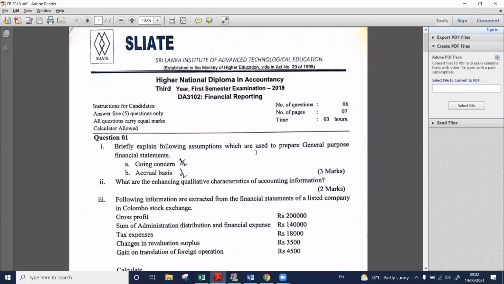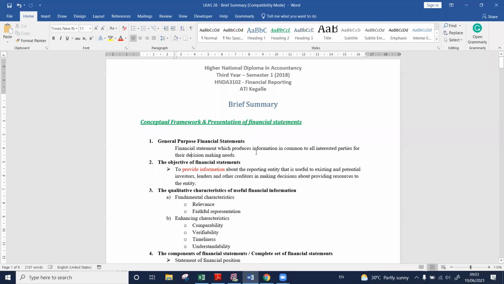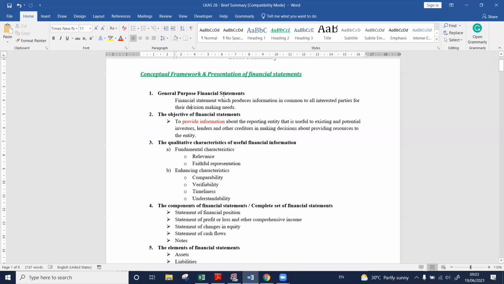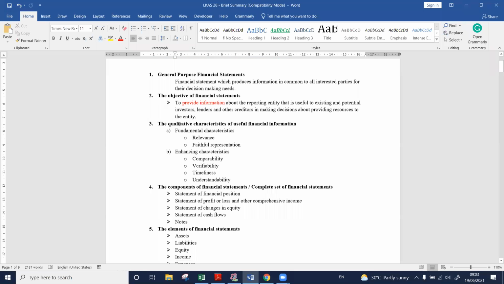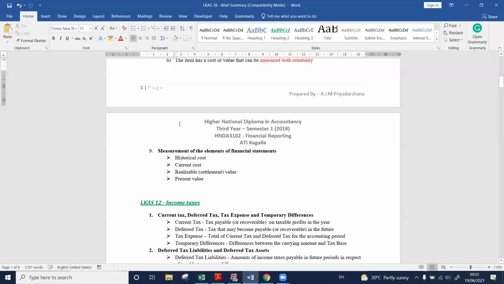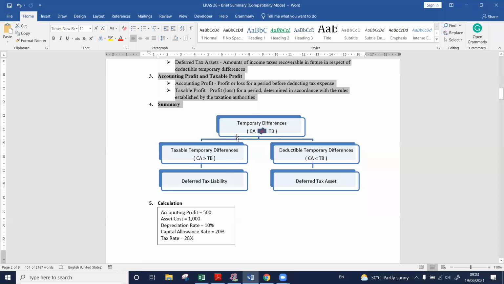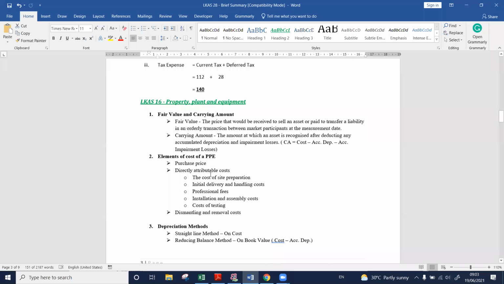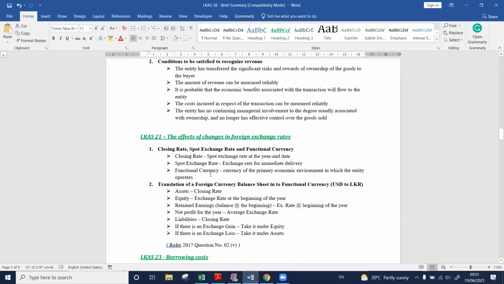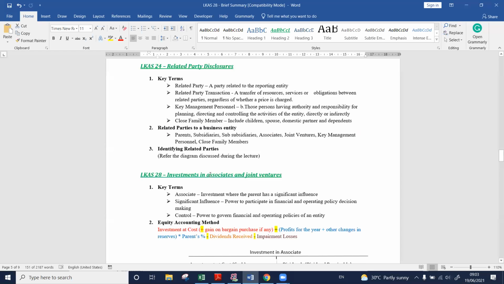So this is something I have prepared for the 2016 batch, right? This is a brief summary covering the areas tested in your exams. If I go through this, under conceptual framework and presentation of financial statements, these were the areas frequently tested. When it comes to income taxes, knowledge on these things has been tested. This is exactly the summary I brought to your discussion as well. And LKAS 16. I prepared this for the 2016 batch, but I feel it is still valid for you as well. Based on the exam papers, these areas under each standard have been frequently tested.